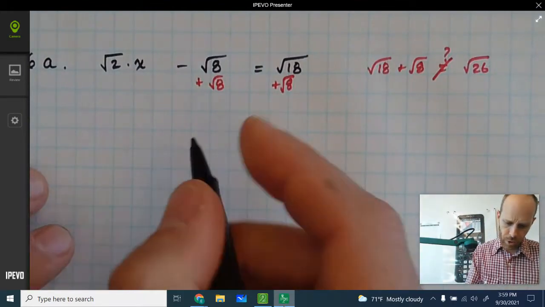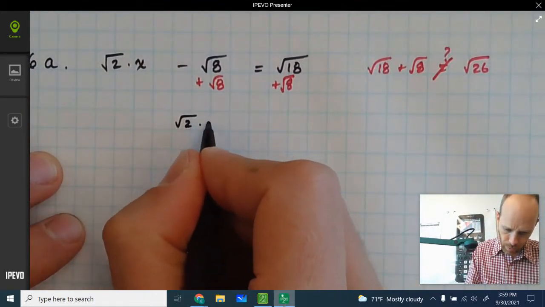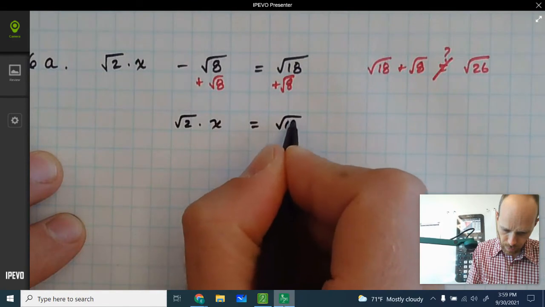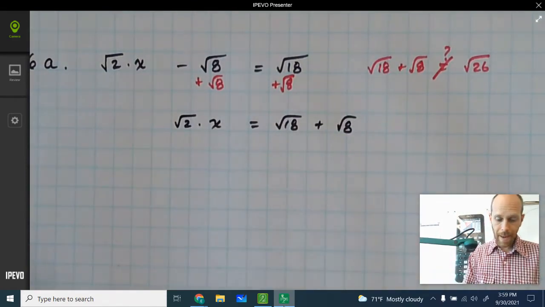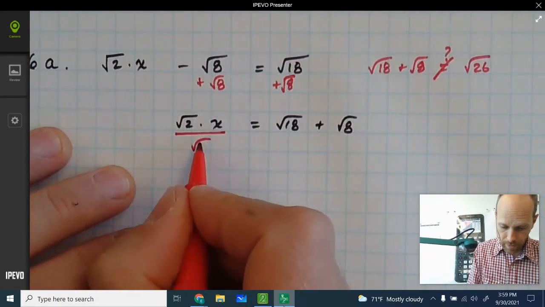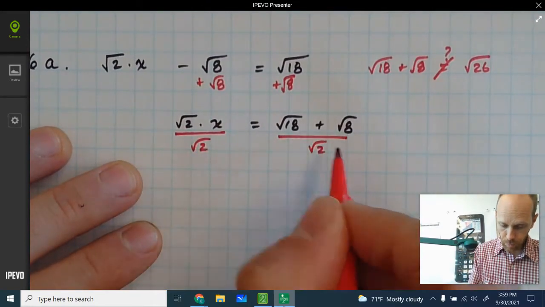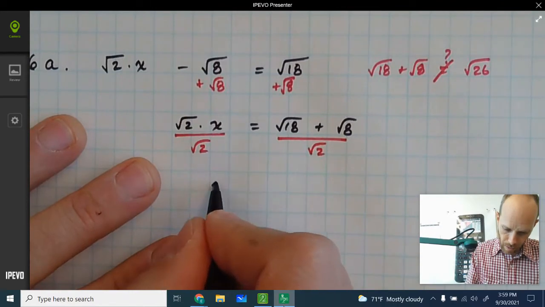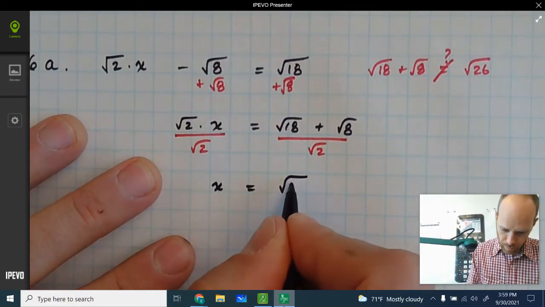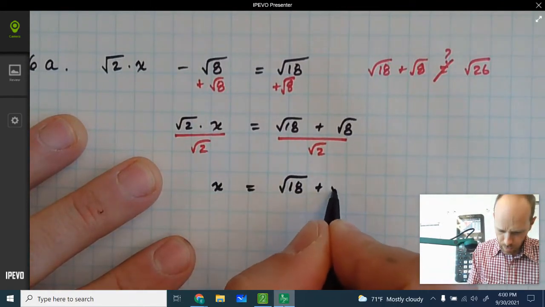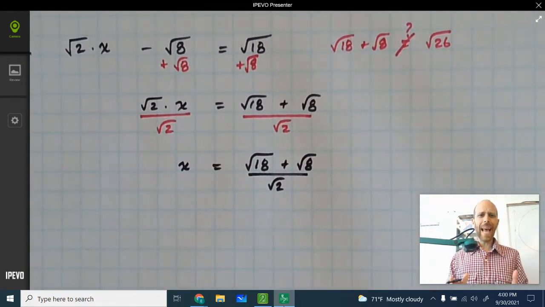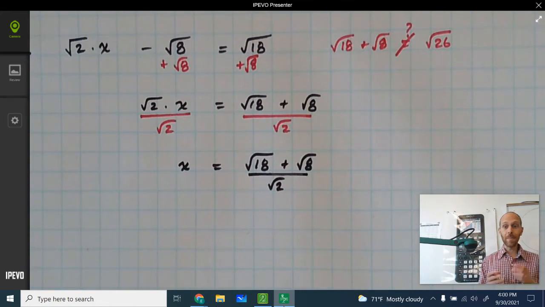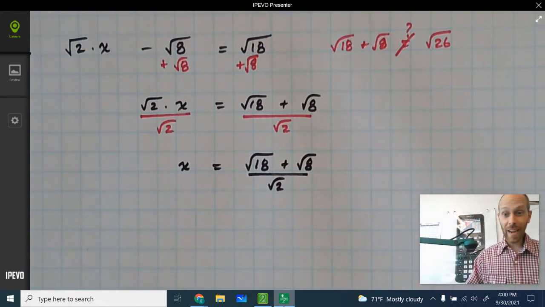So the best that we could do is we could say roots of 2 times x is equal to roots of 18 plus roots of 8. Then we could take both sides and we could divide by roots of 2. So we could say our answer is this. But that looks absolutely terrible. And there's a much, much, much cleaner answer to this.